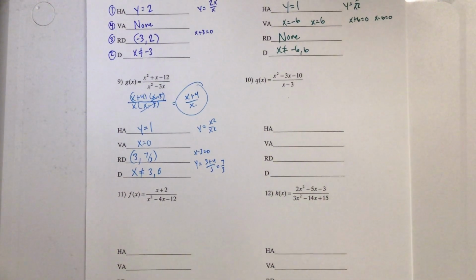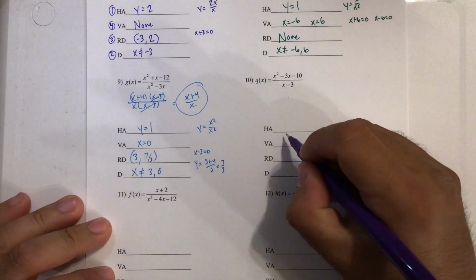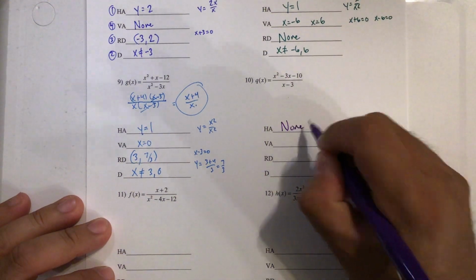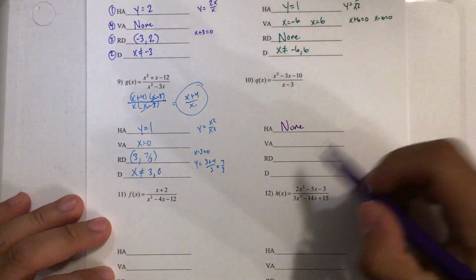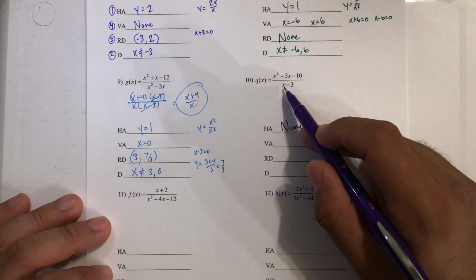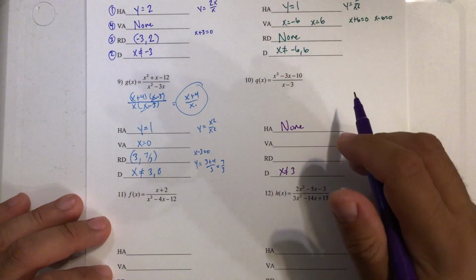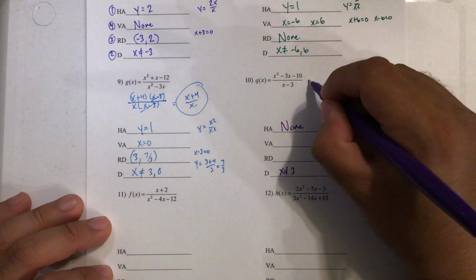All right, for number 10, we can see the highest degree on the top is x squared, on the bottom is x, so the higher power is on the top, which is going to be no horizontal asymptote, so none. For my domain, I cannot factor the denominator, so 3 minus 3 is 0, so my excluded value is going to be positive 3.